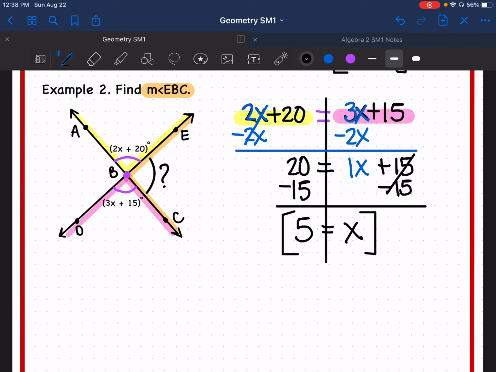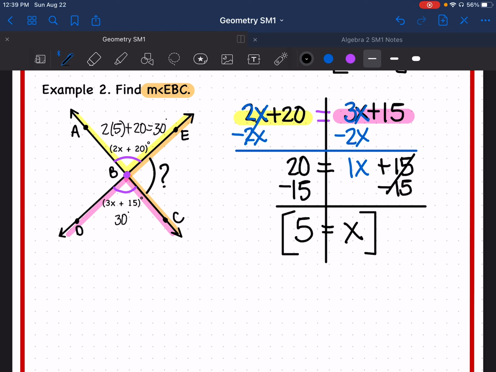So I'm going to go ahead and say, 2 times 5, which is 10, plus 20, which is 30 degrees. So this angle is 30 degrees. Likewise, this angle is 30 degrees. They have to be. And 3 times 5 is 15. 15 and 15 is 30. That wasn't so hard.